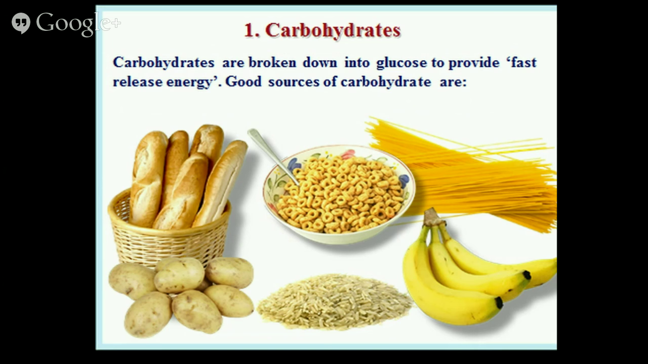So carbohydrates, they're broken down into 2 groups, your sugars and your starches. One of those sugars is glucose. Your sugar, if we store it away, can be stored as starch. Now, carbohydrates are used as fast release energy, and that's the thing about carbohydrates. If you don't use them up, they do get stored.